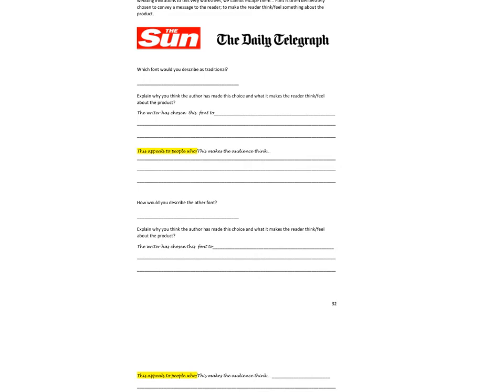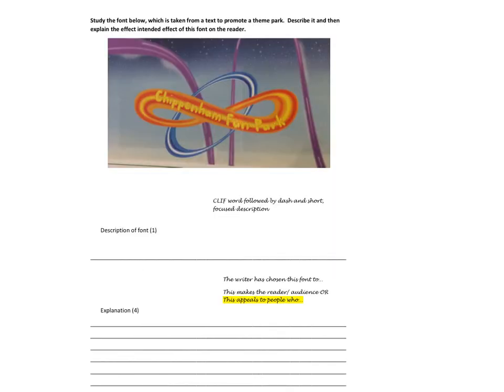Once you've done this, turn to page 32 and complete the page on the newspaper fonts. Remember to add in the additional prompt, "This appeals to people who." Finally, look at the fonts used on pages 35 and 36. I want you to answer these questions and send your answers in to me, please.